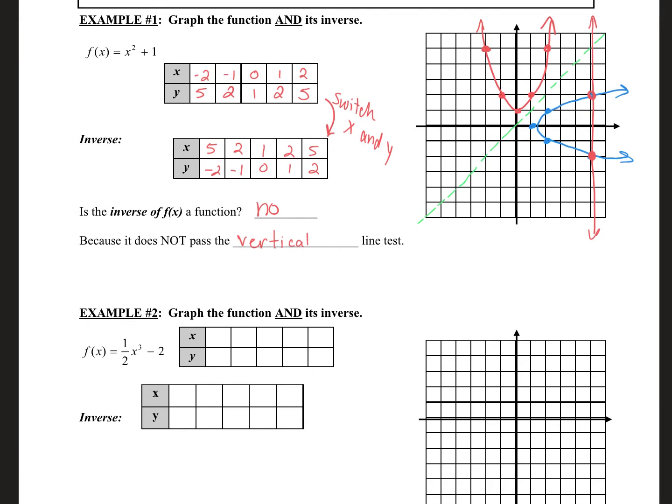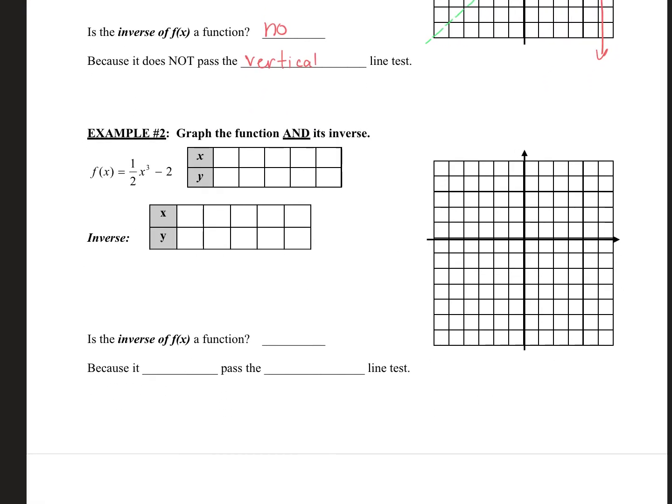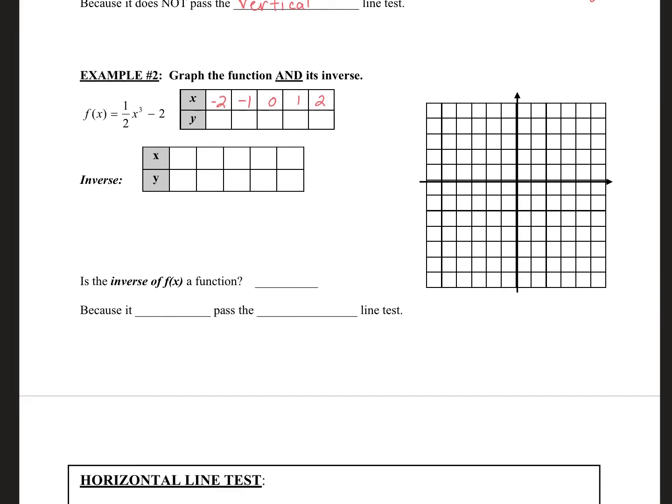All right, so let's move on to the next example, and we're going to be doing the exact same thing, except now we have a cubic. Okay, so we're going to be graphing a cubic function. So we're going to use the same x values as we did before. We're going to use -2, -1, 0, 1, and 2. And we're going to plug each of those values for x into our function, and then we're going to get a y in return. So I'm going to scroll down a little bit, and I'm going to do my work in the space that we're given here below.